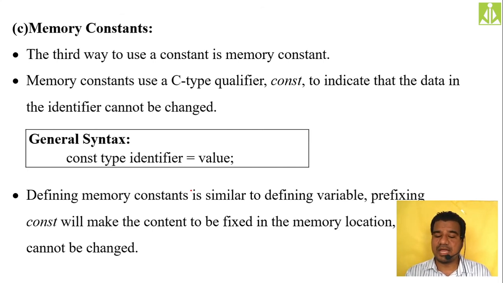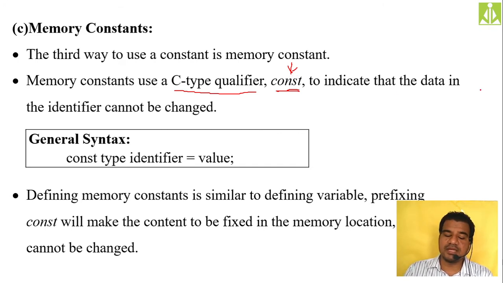It is also a type of constant, but over here it will have some memory. Okay, the third way to use a constant is memory constant. Memory constant uses C's type qualifier constant, const. This keyword is used in order to define the memory constants, to indicate that the data in the identifier cannot be changed. const, when you are using it along with the variable name, what will happen? It will become like a fixed value.